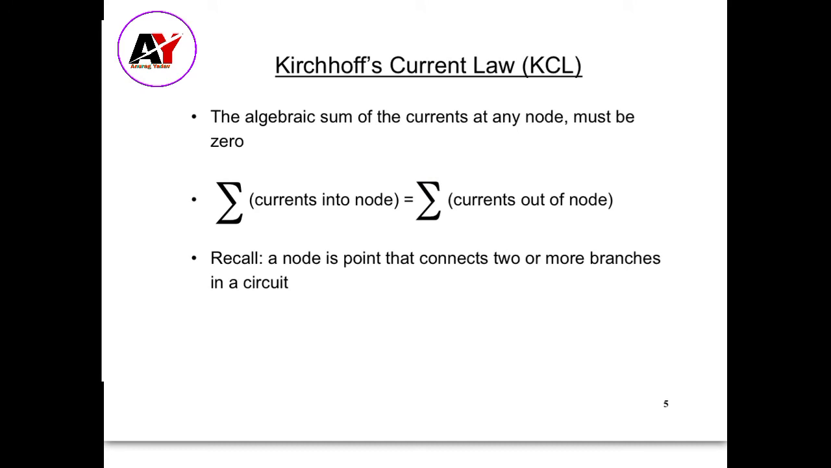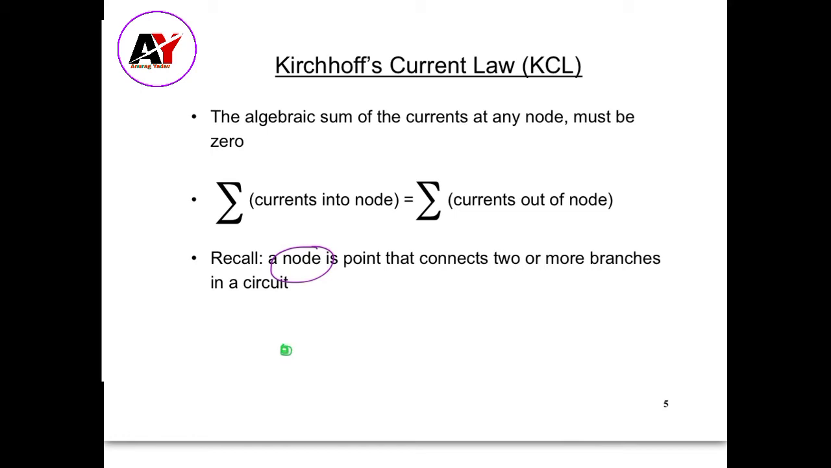Kirchhoff's current law says that the algebraic sum of the currents at any node must be 0. That means that the currents into the node must be equal to the currents out of the node. And remember that a node is a point that connects 2 or more branches in a circuit.